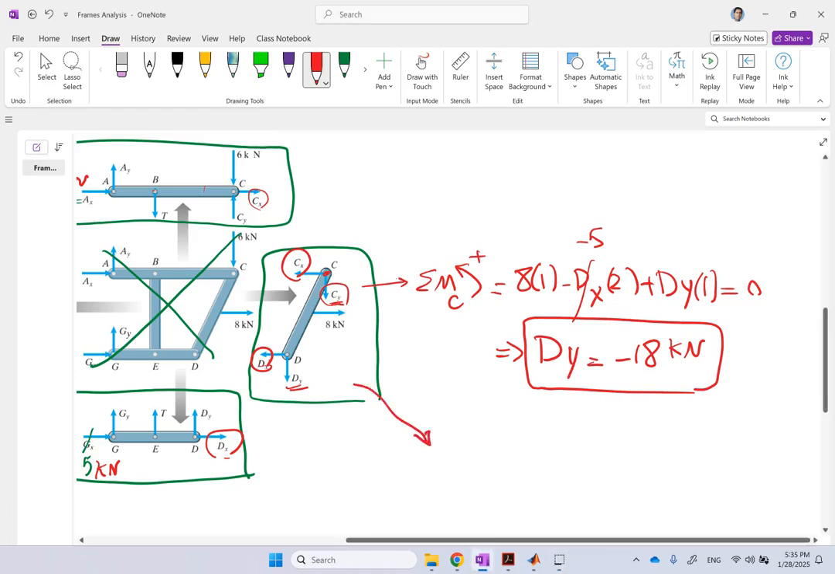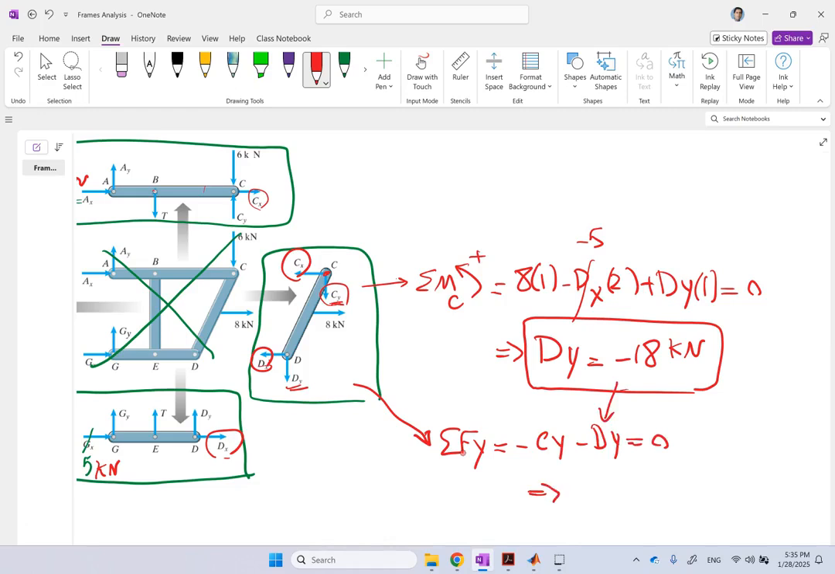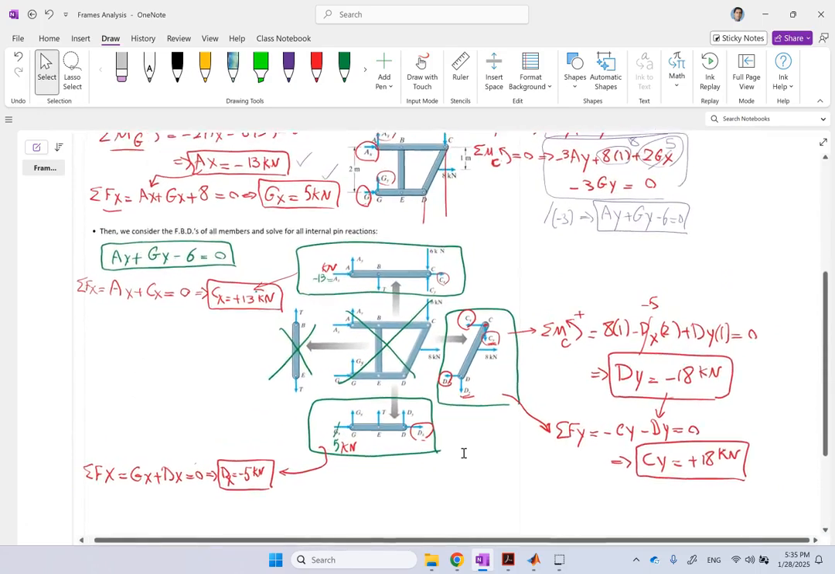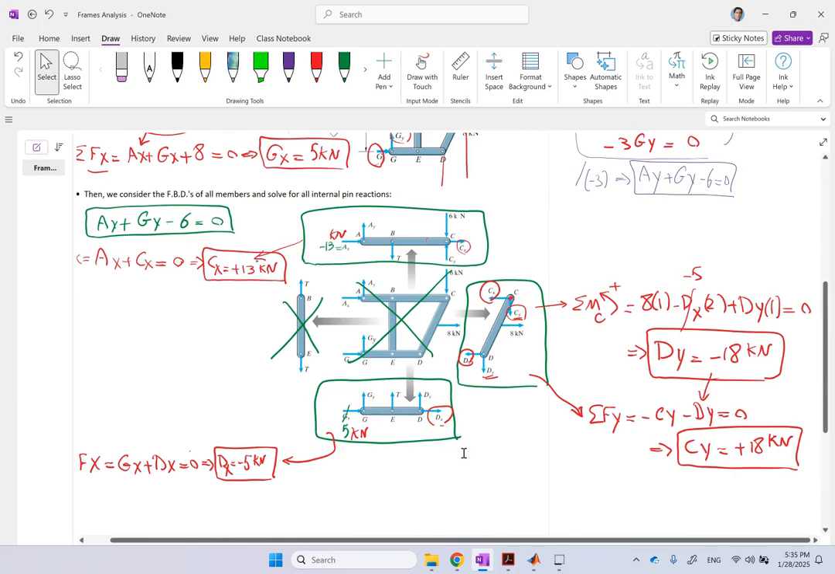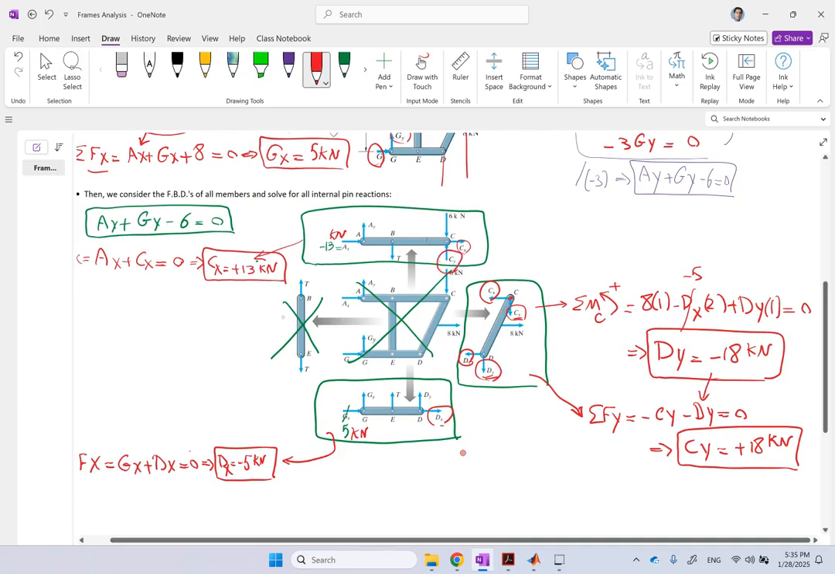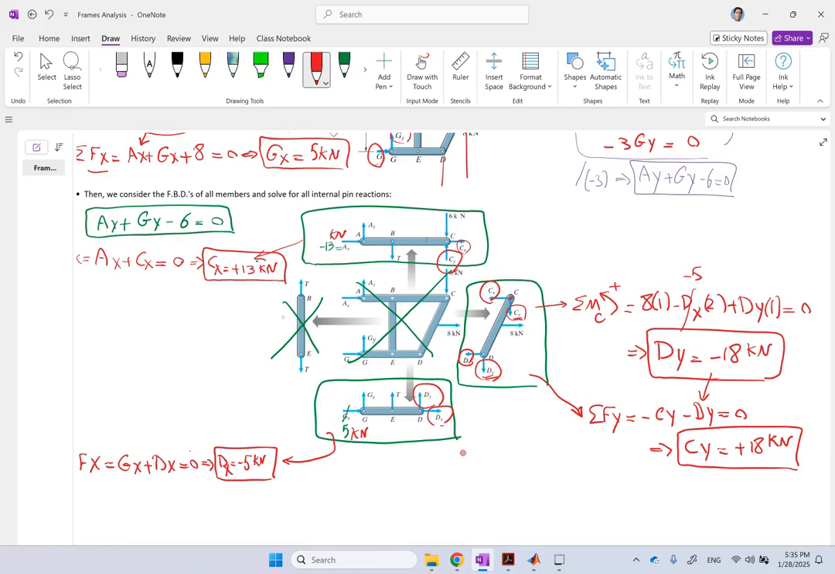And then I use some forces in the y direction. Why? Because the only forces are cy and dy. And since dy is already calculated, I can see cy is positive 18 kilonewton. There we go. So I got cy and dy taken care of as well. I go back to the big picture. Wherever I have cy and dy, I mark them down as known. So now I have this one, and I have this one. Okay, so there are only, as you can see, 3 more unknowns to go, ay, gy, and t.